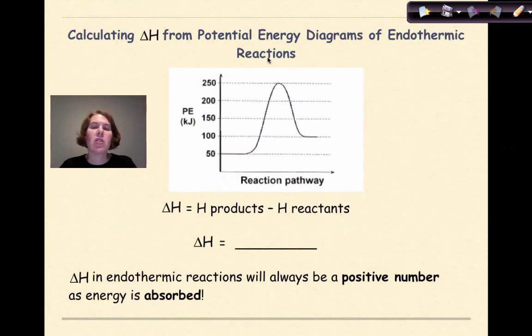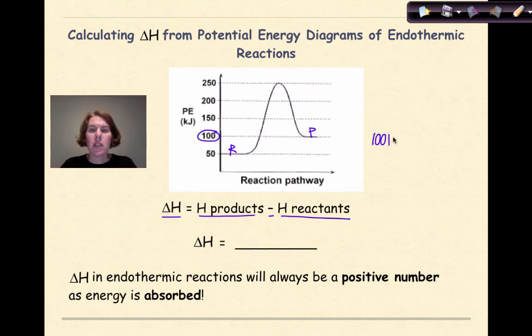Calculating delta H from potential energy diagrams of endothermic reactions. All right, so we have this potential energy diagram right here. This is our reactant, this is our product. We have our reaction pathway. So to figure out our delta H, we're going to take the heat of the products minus the heat of the reactants. So if I look at my products, that is 100 kilojoules.